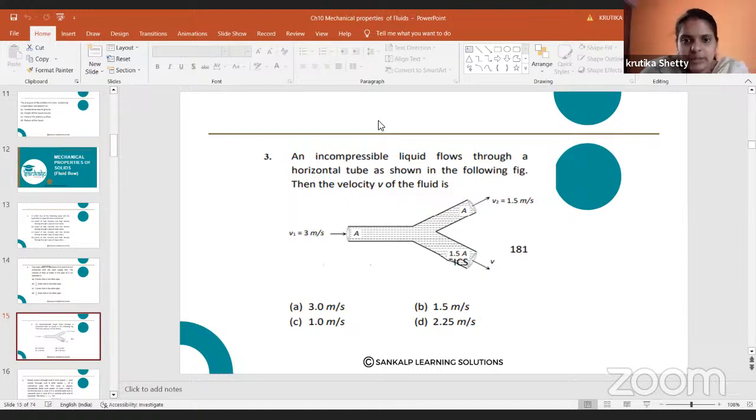Okay, so therefore the solution can be given as, the velocity V is given by, I'll just take whatever the velocities are there, that is at A. Okay, so the velocity at A is equal to V1 plus V2.